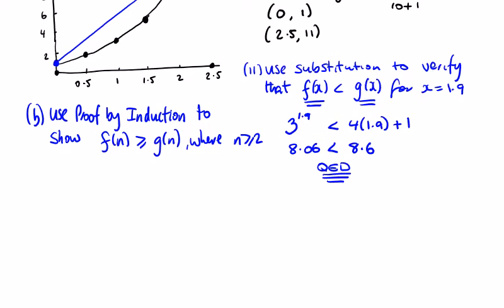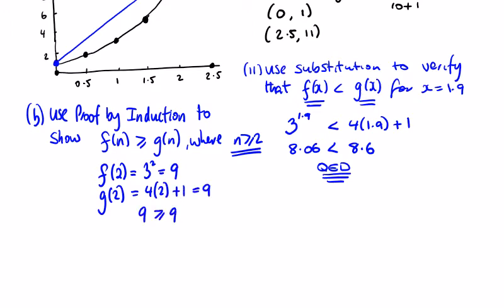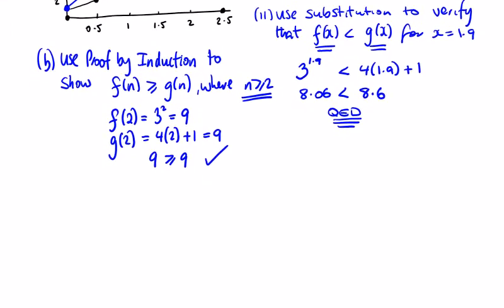So proof by induction to show this. So use proof by induction to show f of n is greater than or equal to g of n for n is greater than or equal to 2. So let's look at f of 2 is going to be equal to 3 to the power 2, which is 9. And g of 2 is going to be 4 times x, which is 2 plus 1, which is equal to 9. 9 is equal to 9. So yes, for n greater than or equal to 2.